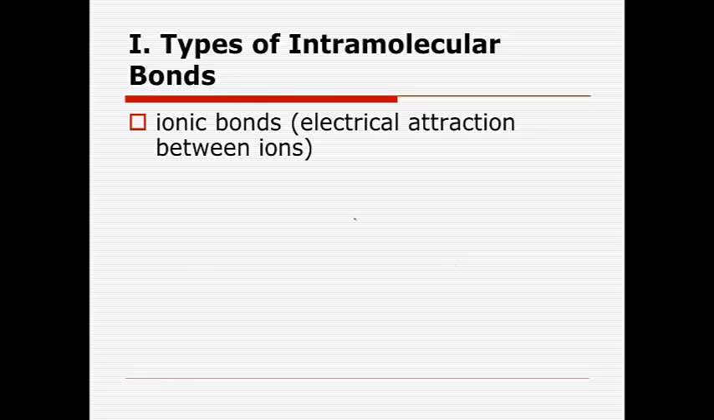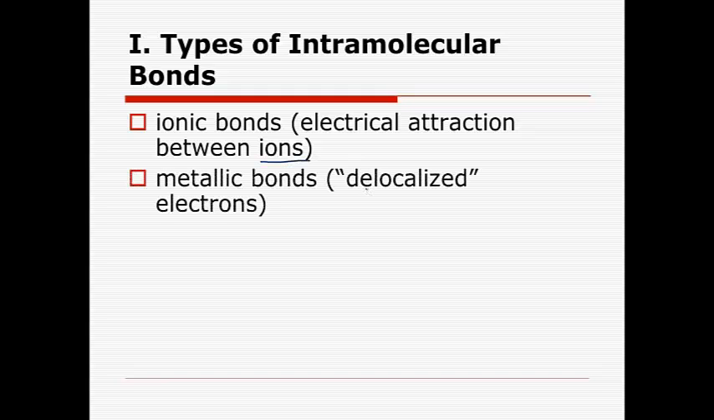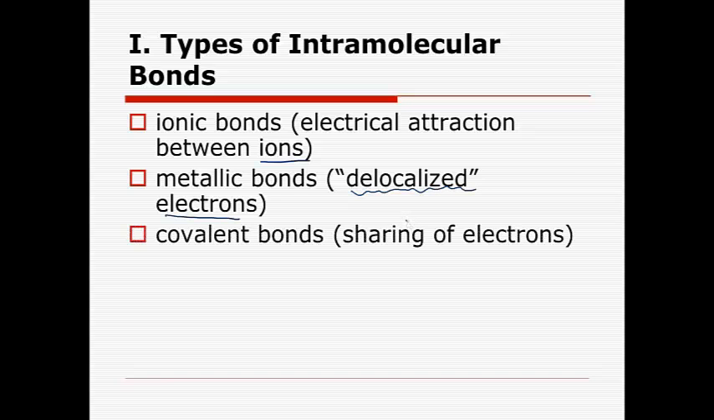Now, there are a couple of different types of bonds that we can have. Ionic bonds are electrical attractions between ions. Metallic bonds, we'll go over a little bit later, but these involve electrons that are known as delocalized, and you'll learn about those when we get to that section. And covalent bonds basically involve a sharing of electrons.